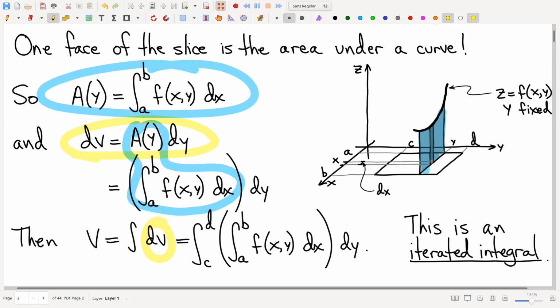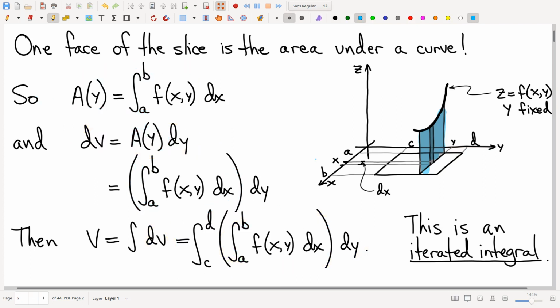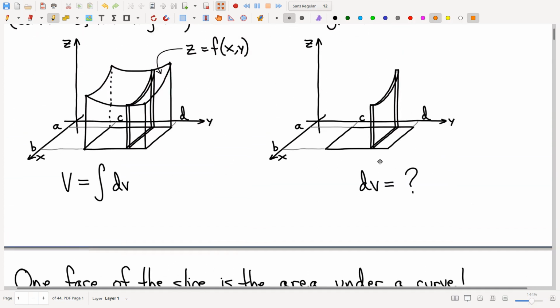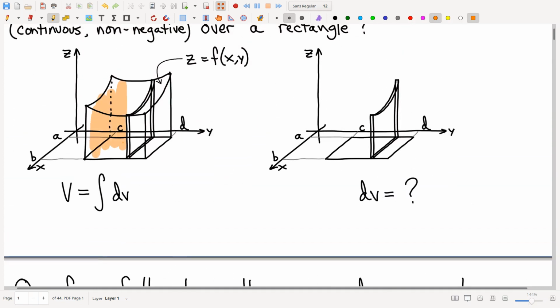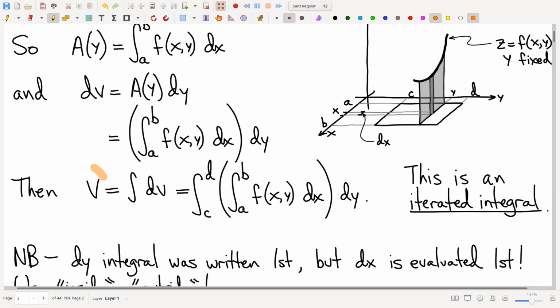So dv is all of this business. Again, it's just area times dy. And altogether then, our actual total volume, the original total volume back here, is this expression right there.